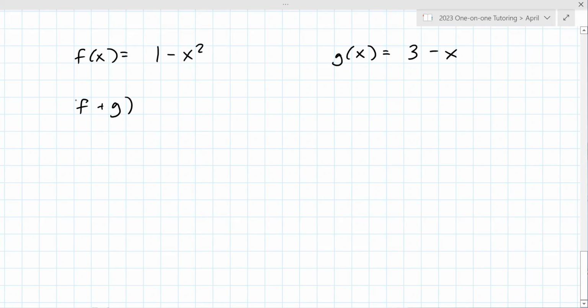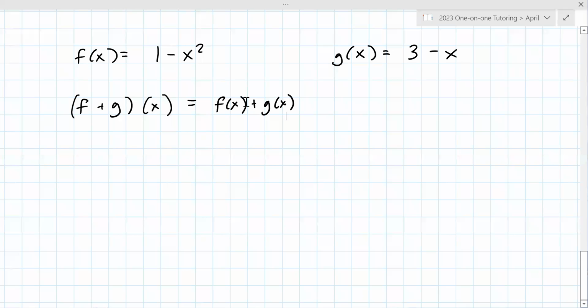I'll make some functions up here. Let's say f of x equals 1 minus x squared, and g of x equals 3 minus x. I want you to tell me f plus g of x. This is the notation, okay? I don't know why they don't just write it as f of x plus g of x, but for whatever reason, math books like this notation on the left here. But it really means just to add the two functions together and combine like terms.